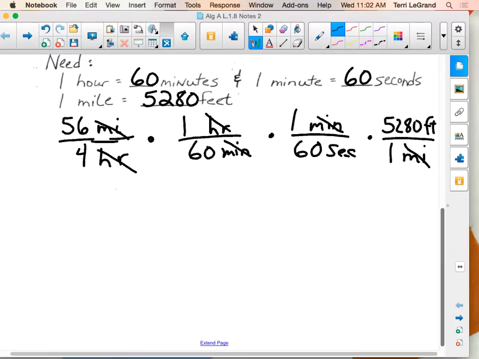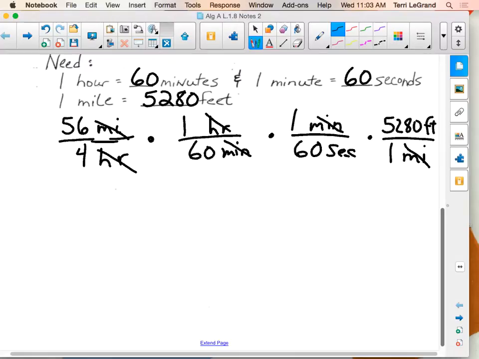And now we look and we say, we don't even care about the numbers right now. We're just going to look and see which label's left upstairs. What's left? Feet. What label's left downstairs? Seconds. Is that what we want? Feet per second? Yeah, we do, don't we?